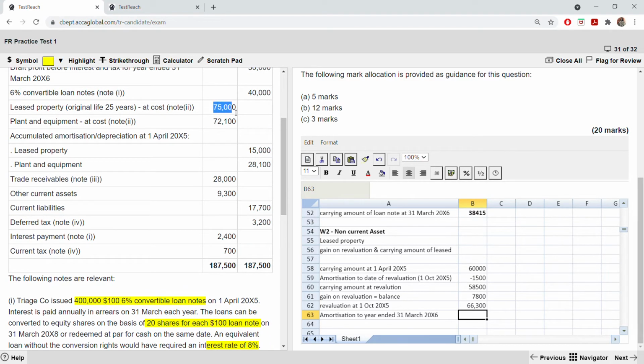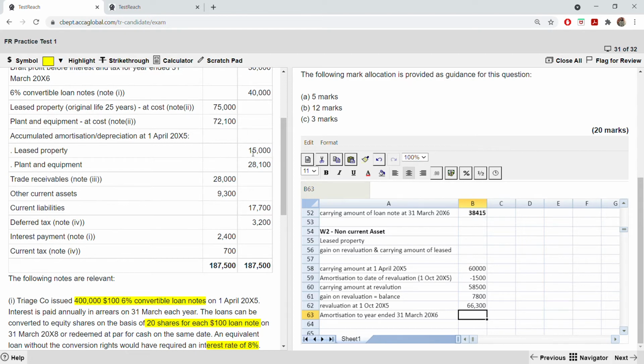75 million divided by 25, 3 million annual amortization. So therefore the accumulated amortization at 1st of April 2005 of 15 million represents 5 years amortization. Let us go here and see. If you are saying 15 million, this is a little tricky. It's not easy for anyone to find out. That's why I'm going slow and explaining how.